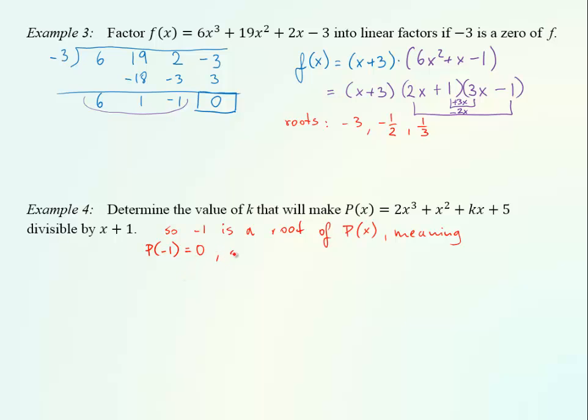So what we can do is to find out what p of -1 is by just plugging -1 there. P of -1 equals -1 cubed is -1 times 2, so it's -2, plus -1 squared is just 1, minus k plus 5. And this value should actually be 0 by the remainder theorem. So what's left to do is just solve this equation for k. We can bring the k to the other side, and then we have 6 minus 2, it's 4 on that side. k must be equal to 4.